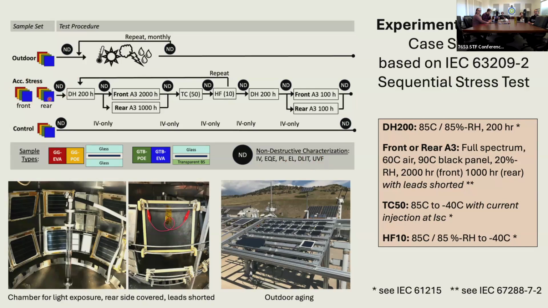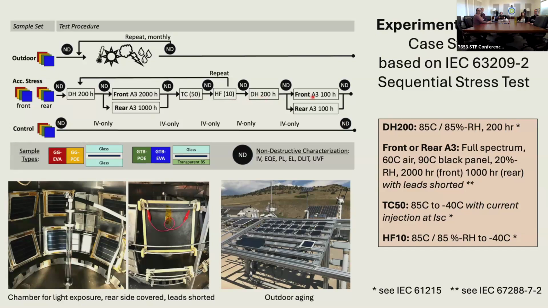The sequential stress steps include damp heat for 200 hours. Then the sample batches split to either get front side light exposure or rear side light exposure. This is a full spectrum of light, including the UV portion. And if the front side is exposed, it's about 2,000 hours of exposure or 1,000 hours on the rear side. Then those sample batches come back together for thermal cycling for 50 cycles, humidity freeze for 10 cycles, and then repeat that stress sequence for as many times as you need until degradation happens.